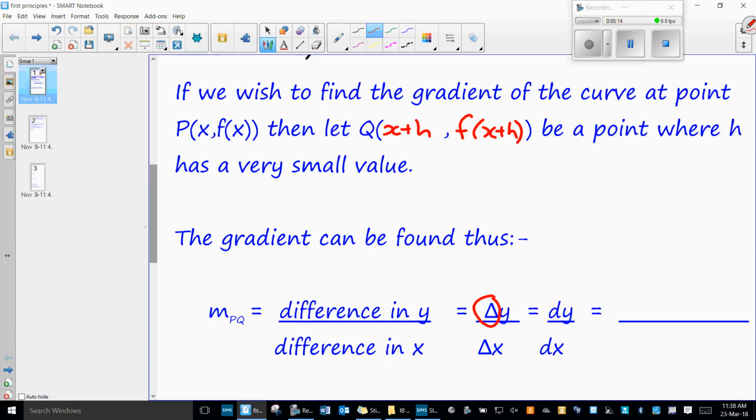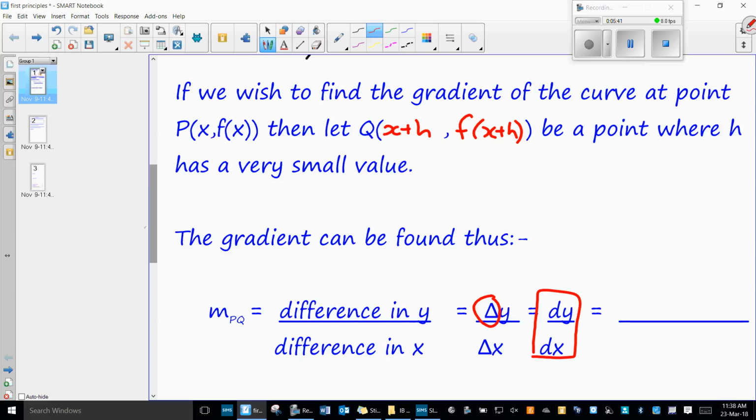Now, basically, I want you to consider that as dy dx. If you want to consider it as difference in y over difference in x, you can. I think we did this last year. You did do dy dx last year. You wouldn't have necessarily looked at it in this format, because what we're doing here is a little bit more specific.